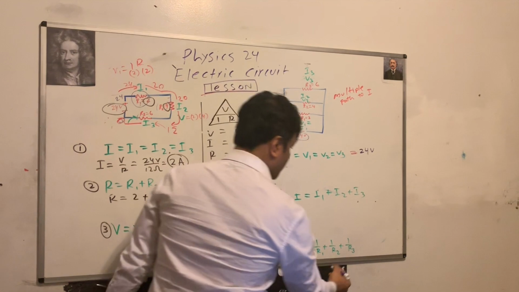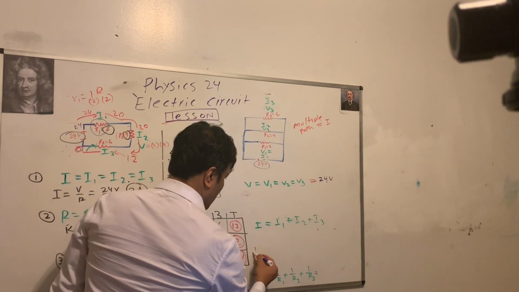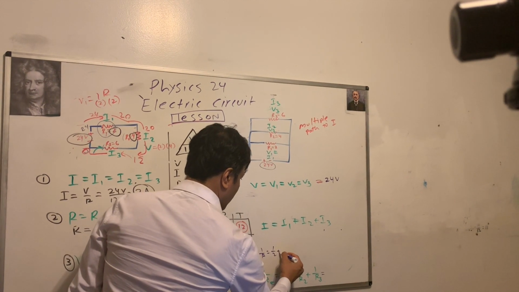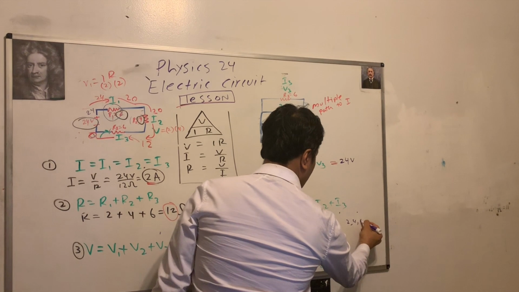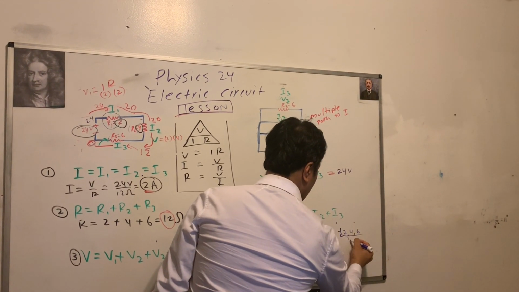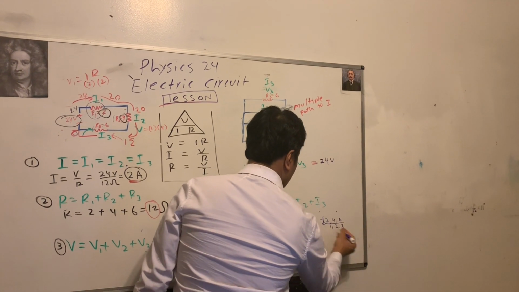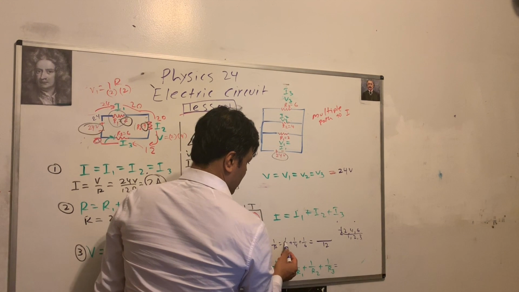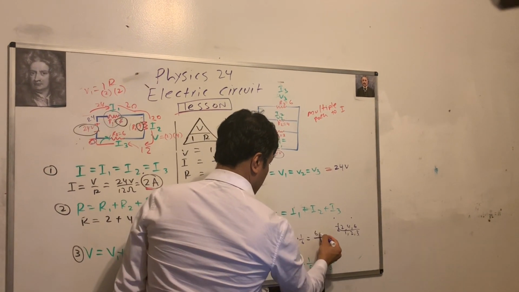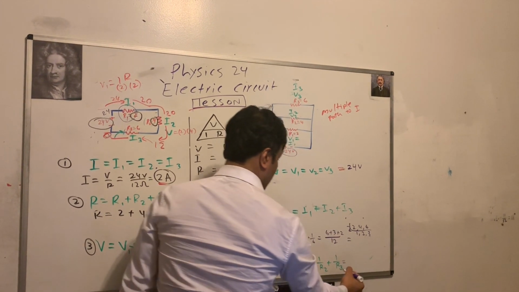So what is it? It's going to be 1 over R is equal to 1 over 2 plus 1 over 4 plus 1 over 6. So let's see. That would be 6 over 12 plus 3 over 12 plus 2 over 12. So it's 11 over 12.